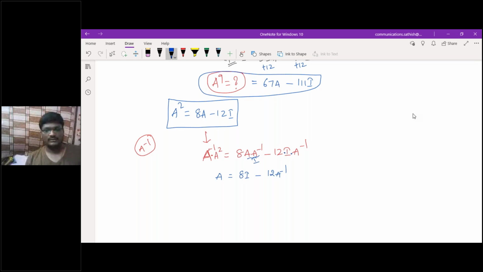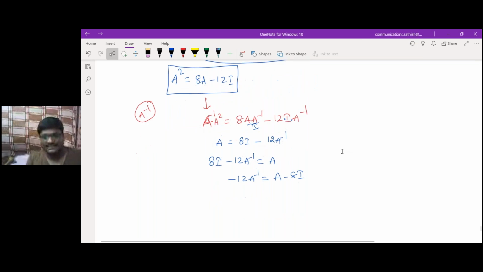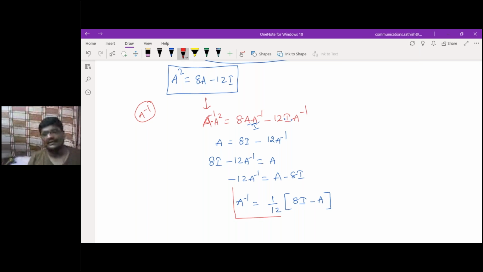So now you have 8I minus 12A inverse is equivalent to A. From that, minus 12A inverse is equivalent to A minus 8I. Then if I take minus 12 to that side, what will happen? What is the A inverse value? 1 by 12 into this, the minus goes to that side. So 8I minus A. Am I correct?